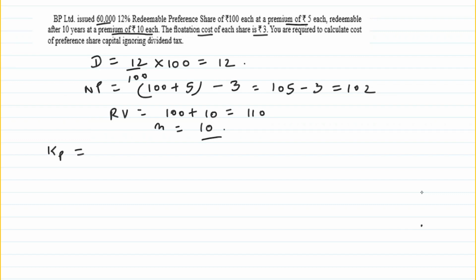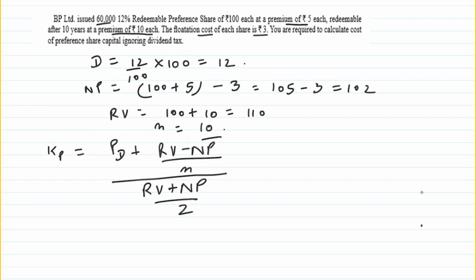Let's write the formula once again. KP is equal to the preference dividend, plus RB minus NP whole divided by N, and divided by RB plus NP divided by 2. This also will be considered as preference dividend. So let's write this as preference dividend. We are simply putting in the values. You would see that PD is how much?